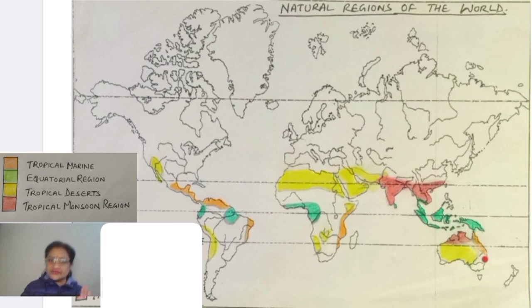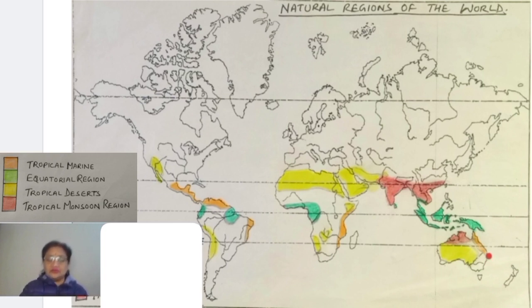So we have got 4 regions. Number one is this, where I am showing you. Number two is again in South America, this part. Number three is in Africa, this much. And then number four is in Australia along the northeastern coastal region. This again belongs to the tropical marine type of climate.